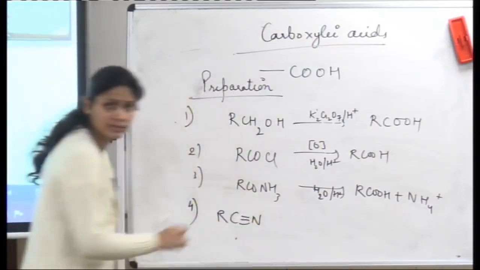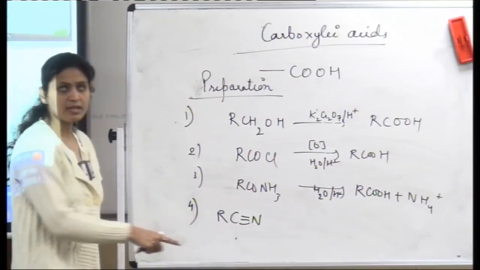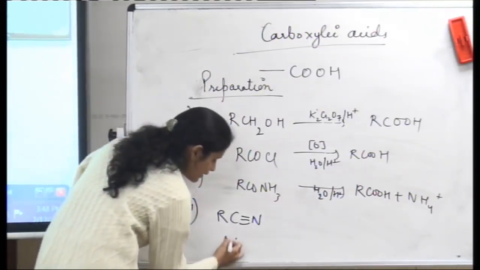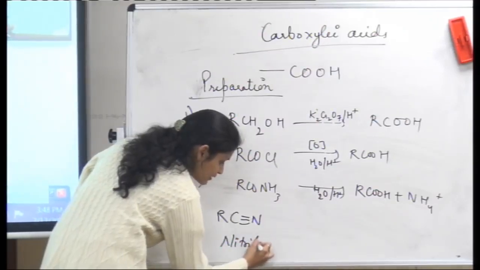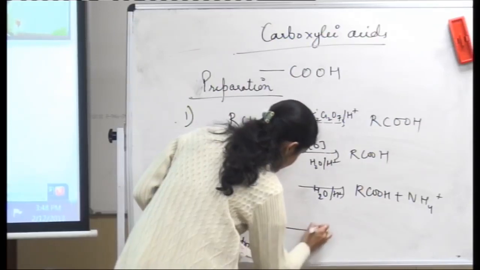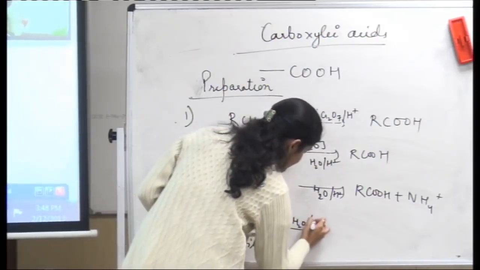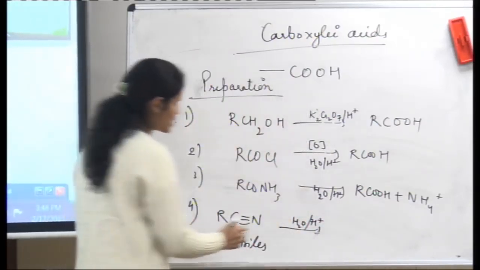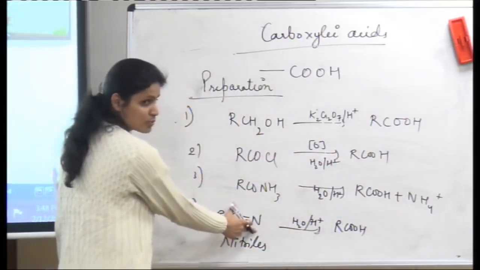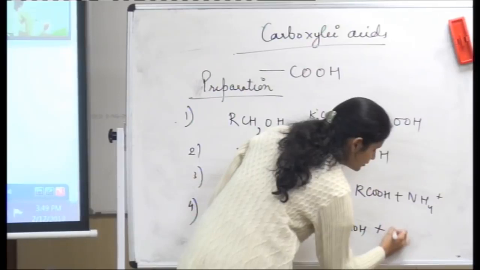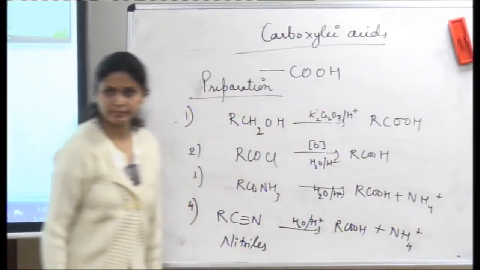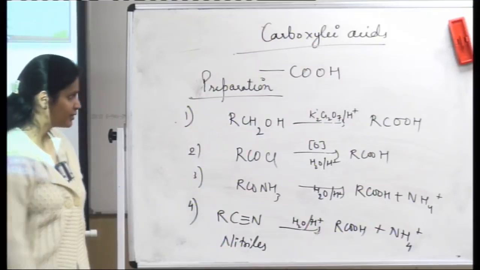Another is RC triple bond N. What is this? This is a cyano group, but what do you call this compound? They are nitriles, right? So I should again use hydrolysis. What should be the product? RCOOH, and the ammonia, which I am writing as ammonium, right?